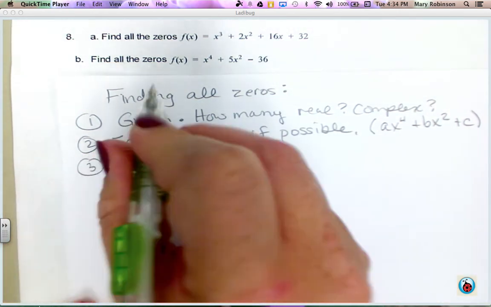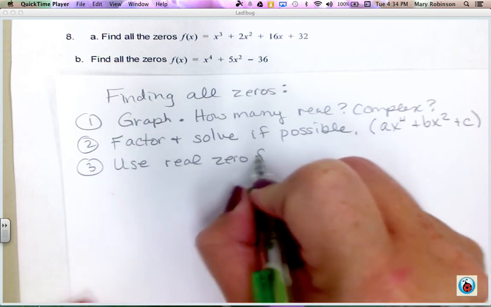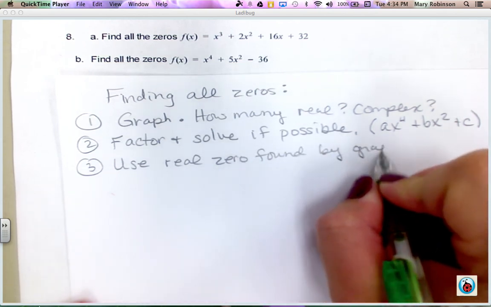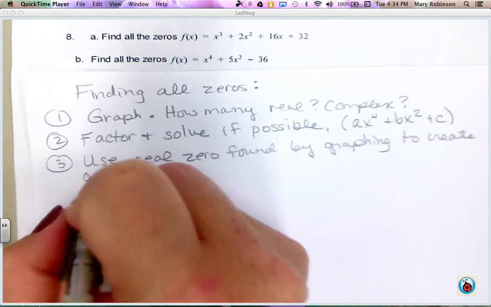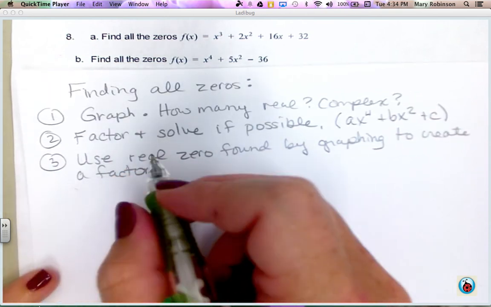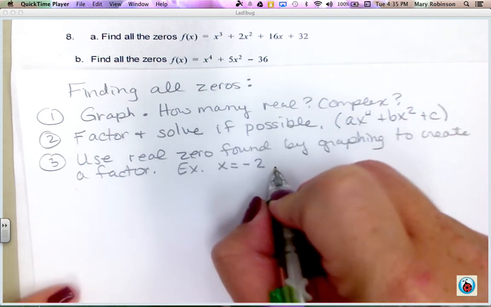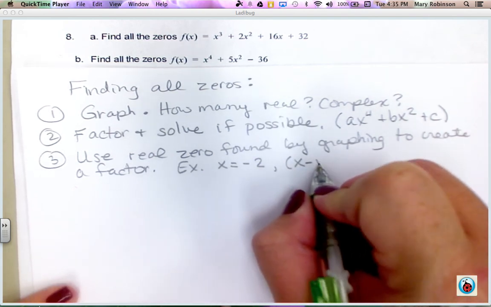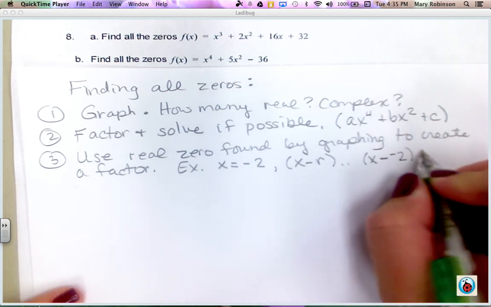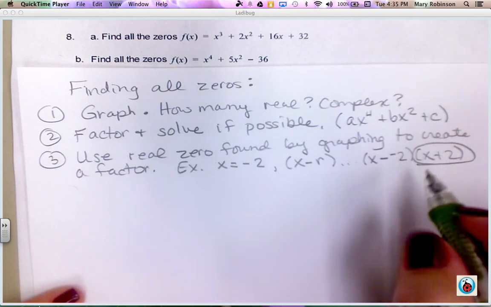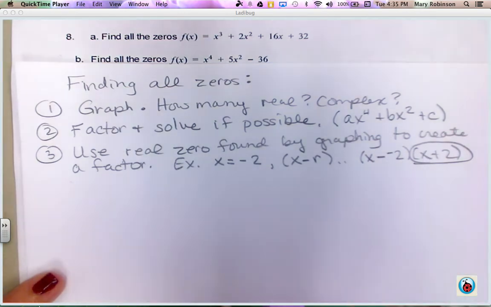However, if it's not, like 8a, I would want you to use the real zero that we found by graphing to create a factor. So for instance, if it crosses the x-axis at -2, then I create a factor always by doing x minus the root, or zero. So in this case, it would be x minus -2, or x plus 2. So that would be the factor right there, x plus 2. If we have x equals -2, my factor is x plus 2.